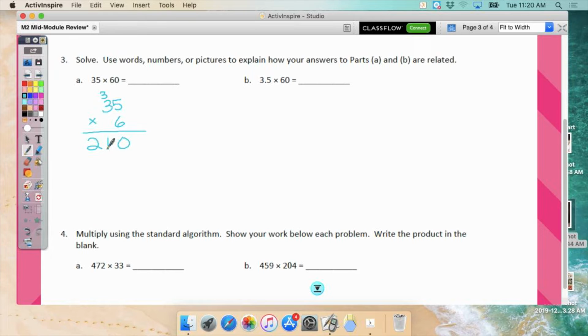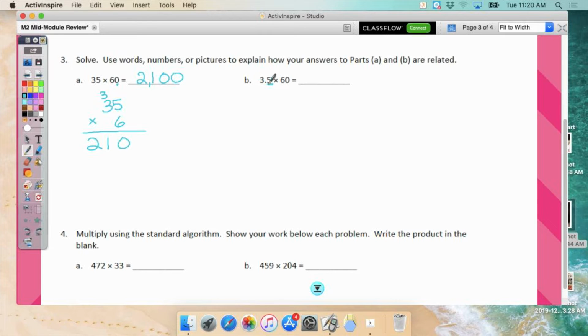Okay, so my answer to this one is what? 2,100. Because that 0 right there that I took off, I had to put back on. Okay, so I'm going to take that dot off of there so it doesn't mess us up. So this one's going to be 2,100. But this is 3.5.